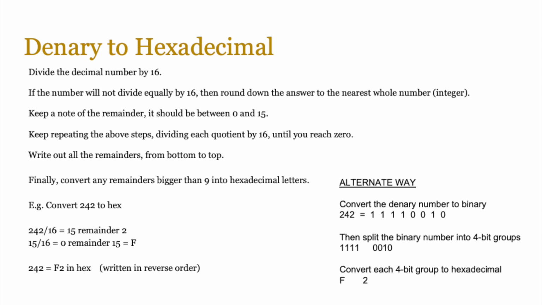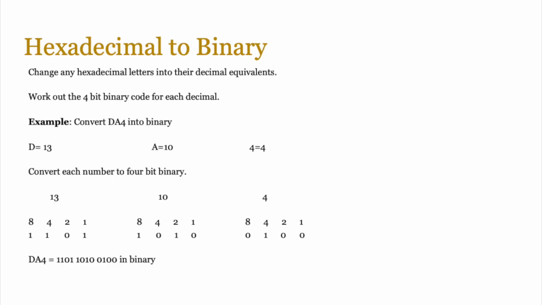We split them into groups of 4, and 1111 is F, and 0010 is 2. So F2, which is the same as what we got from the first method. To convert hexadecimal to binary, it's even easier. First, we change any hexadecimal letters into their decimal equivalent. We then work out 4-bit binary code for each decimal value.